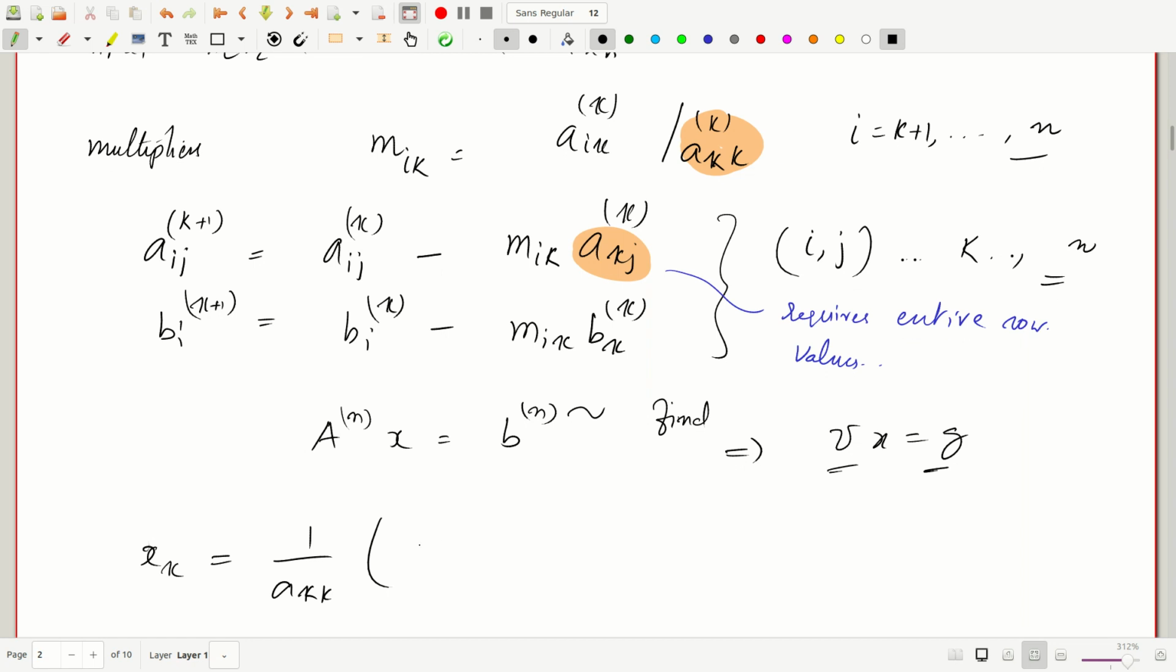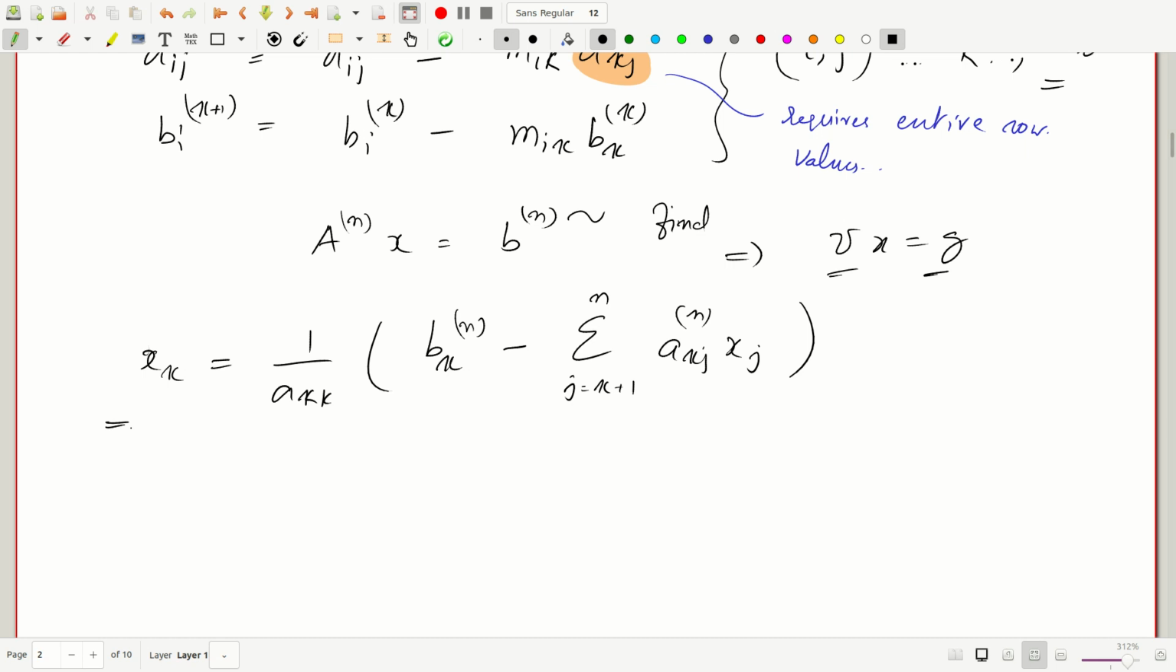That means a_kk, and then you have b_k^n minus the sum over j going from k plus 1 to n of a_kj x_j. So you could calculate while k is going from n minus 1, n minus 2, and so on all the way down, so then you could calculate x_(n minus 1), and so on all the way to x_1. So that is the backward substitution phase.